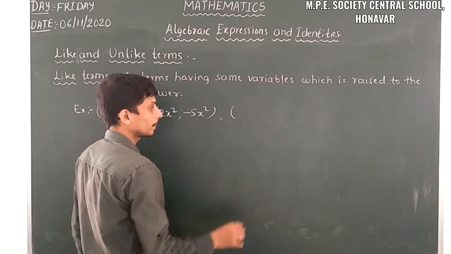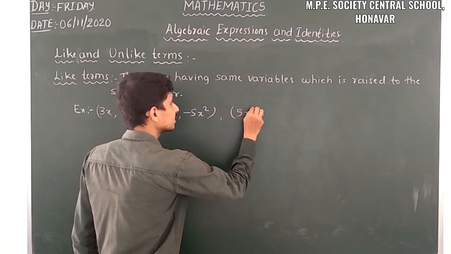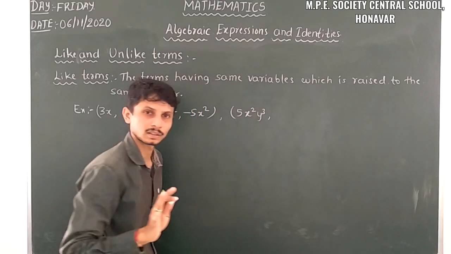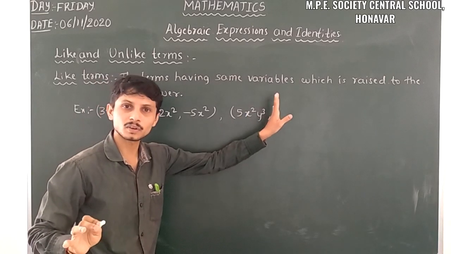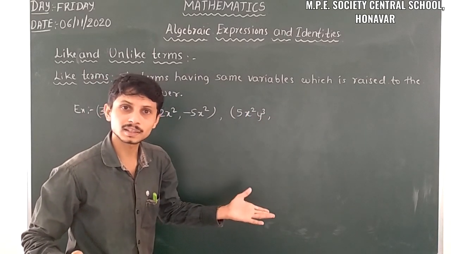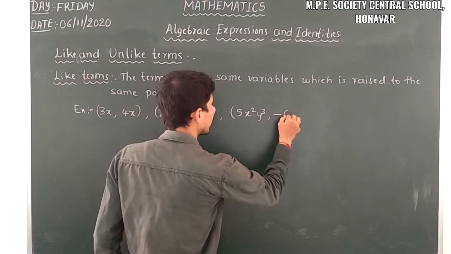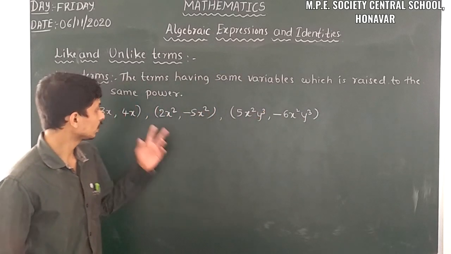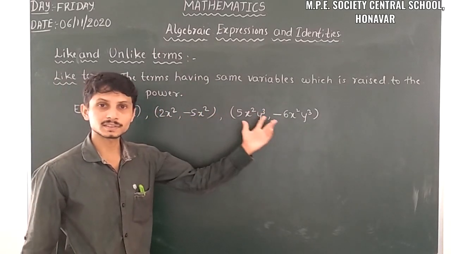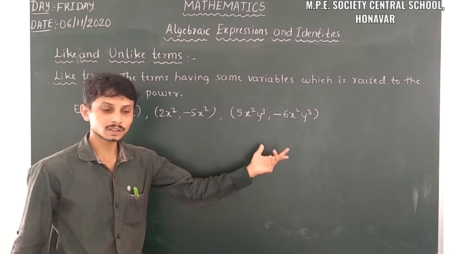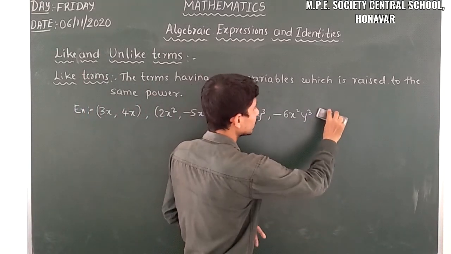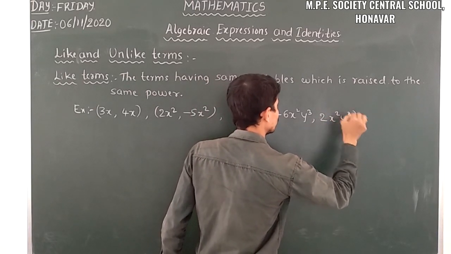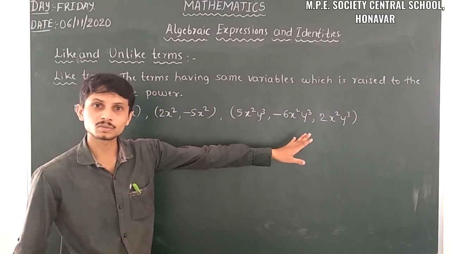Then let us take another pair, 5x square y cube. Here I will take the same power, the same x square and the same y cube in the next term, so we can consider it a like term: minus x square y cube. So here is one pair, here is another pair, and here is a third pair. Whatever the number we have, for example I will take another one, 2x square y cube. This one also we can take as a like term.